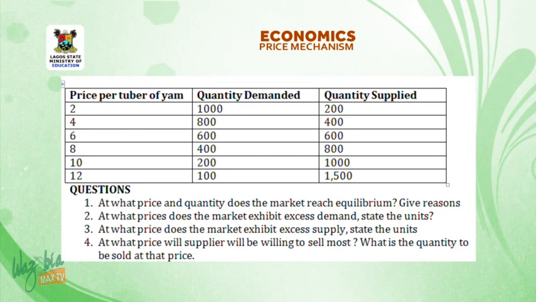1. At what price and quantity does the market reach equilibrium? Give reasons. 2. At what price does the market exhibit excess demand? State the unit. 3. At what price does the market exhibit excess supply? State the unit. 4. At what price will suppliers be willing to sell most? What is the quantity to be sold at that price?